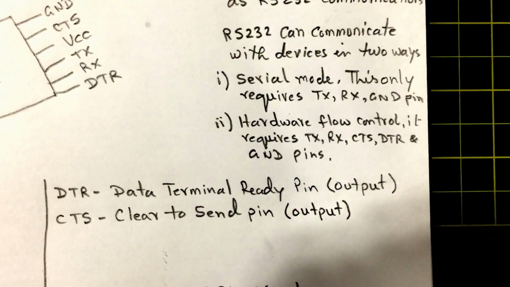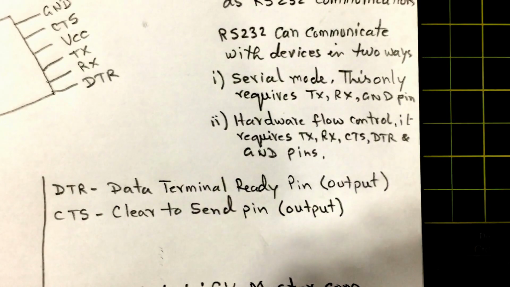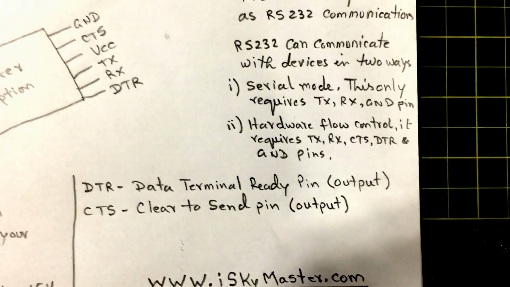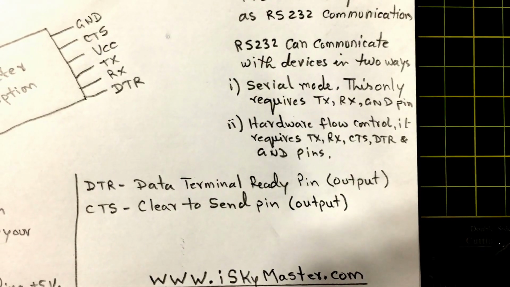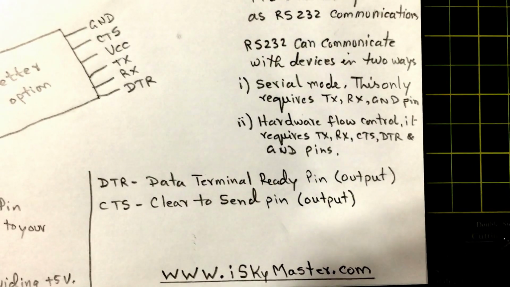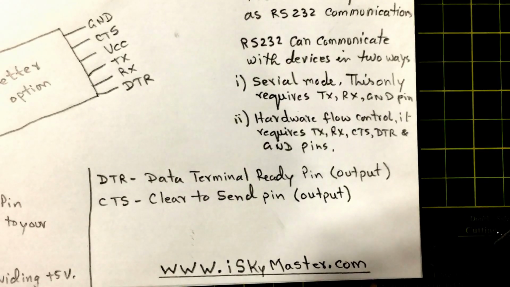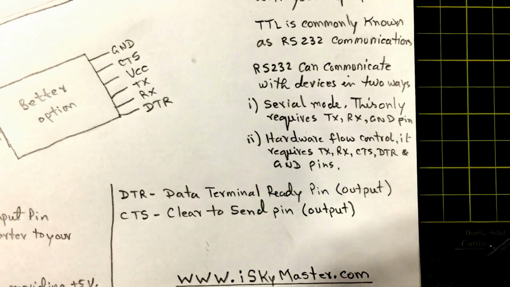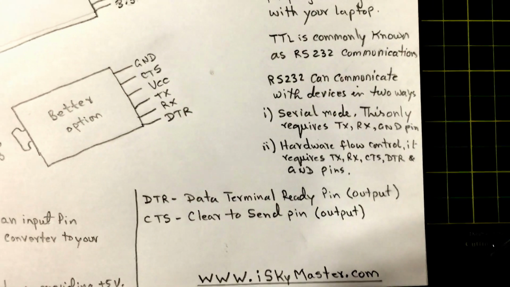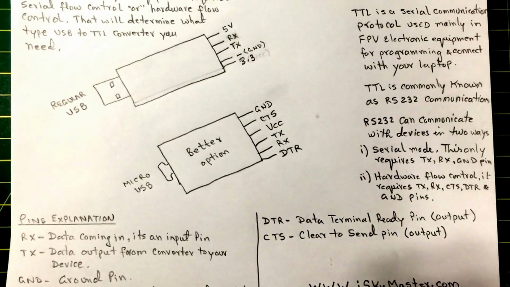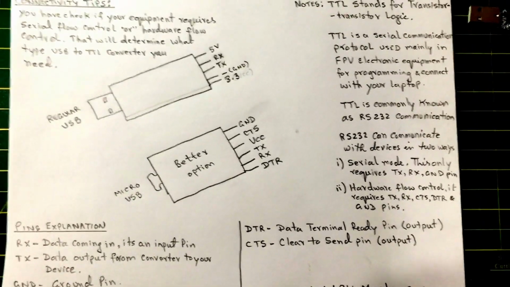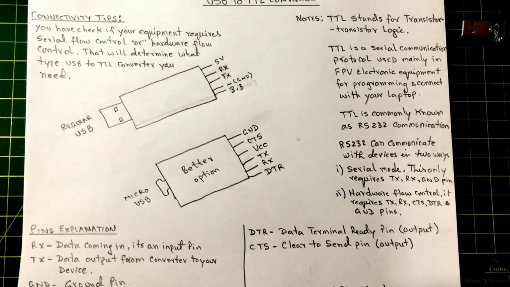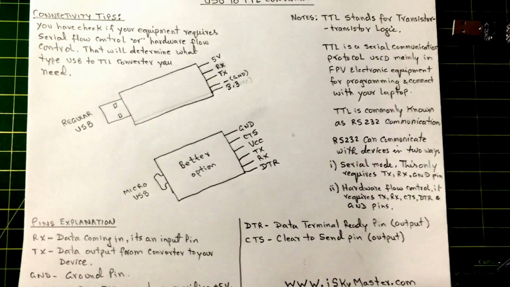DTR stands for data terminal ready. This pin goes from 0 volt to 1 volt, which basically notifies the other device that, okay, I'm ready and I can communicate with you. Now, the CTS pin, which stands for clear to send, will go into a high state when it's ready to send the data to the receiving device. So it's just an electronics mechanism to communicate and do a handshake between the USB device and your FPV gear.